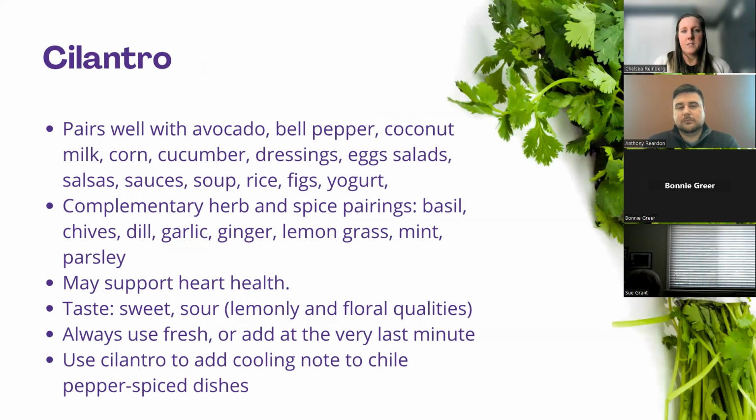Cilantro. Cilantro pairs well with a lot of different things. Avocados, your peppers, coconut milk, all those kind of options. Complementary herbs are listed there. Interesting thing with cilantro is it may support your heart health. And then, of course, there's the different flavor profiles. Same as with chives, you always want to use cilantro fresh or add it at the very last minute.